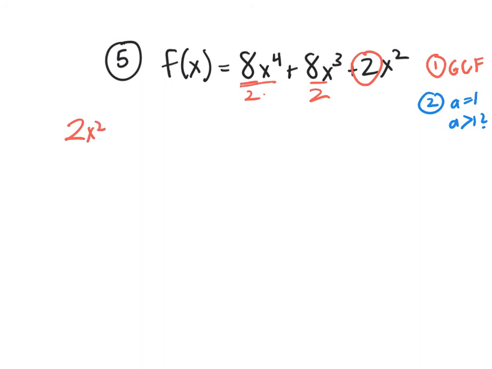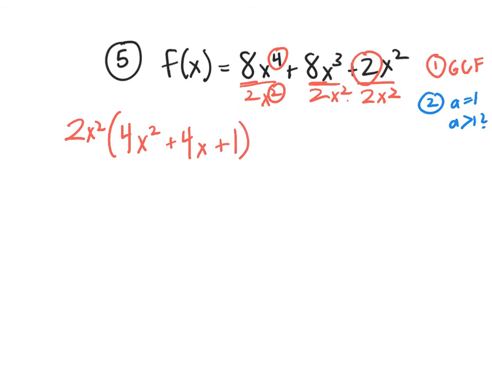Remember, I want to divide each of my terms by this. And that will give me what's left over in my parentheses. When I do 8 divided by 2, I get 4. X to the 4th divided by x squared is just x squared. Remember, you're subtracting your exponents, so I did 4 minus 2. 8 divided by 2 again gives me 4. X cubed divided by x squared is just x. And then it's going to be plus 1 because we have 2x squared divided by 2x squared.